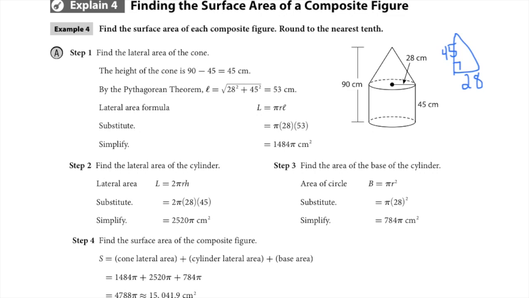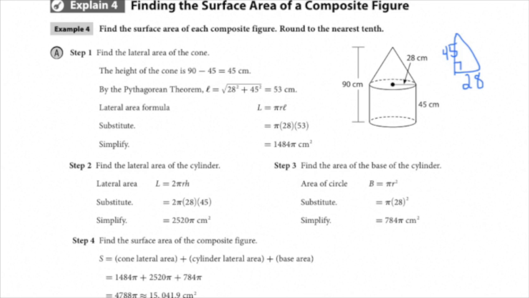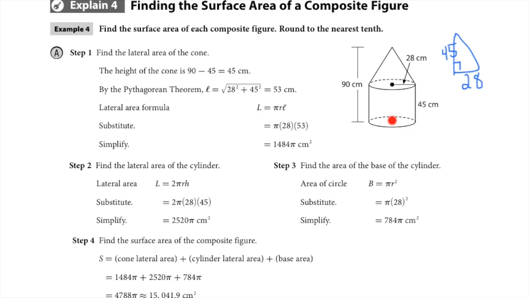Now we're going to find the lateral area of the cylinder. And we're going to go ahead and add in 2 pi r h to that. Again, radius is 28. Height of the cylinder is 45, so 2,520 pi. And then the last piece we need to add in is that base of the cylinder with pi r squared. We get 784 centimeters squared. Add all those three pieces.